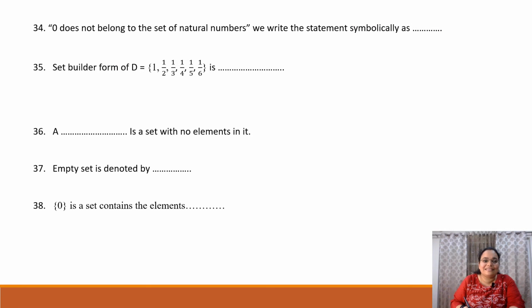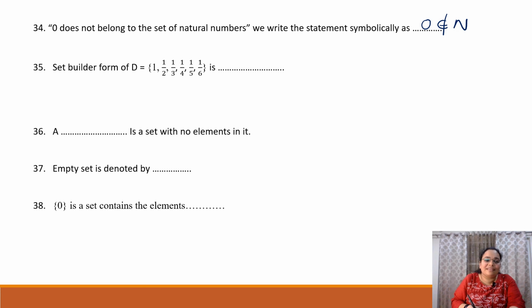The next one is 0 does not belong to the set of natural numbers. So we need to write the statement symbolically. So how do we write it? 0 does not belong to, this is your does not belong to symbol, right? Does not belong to the set of natural numbers.